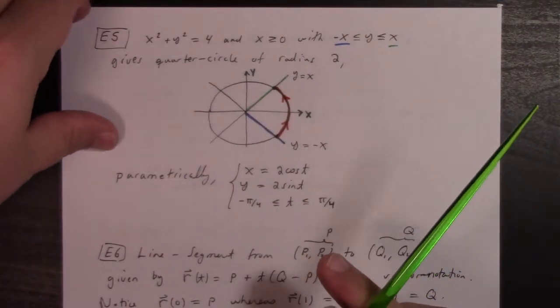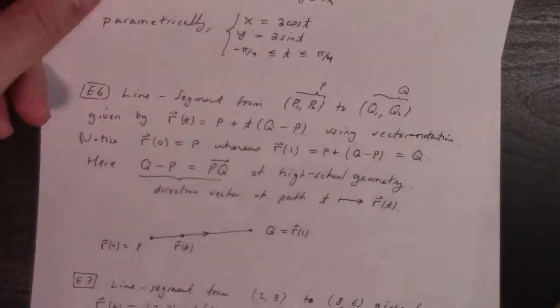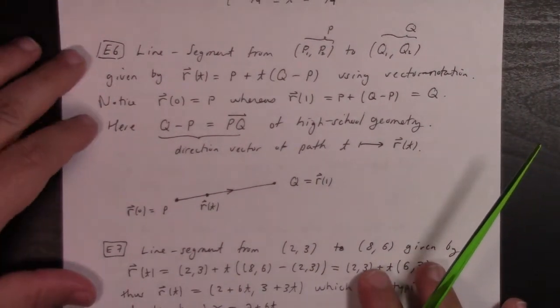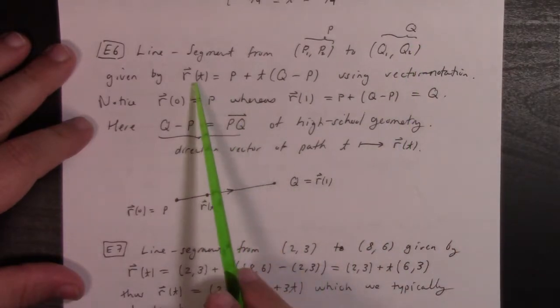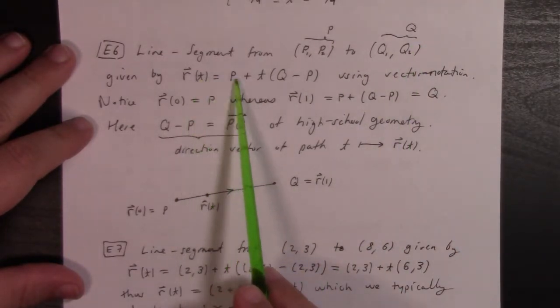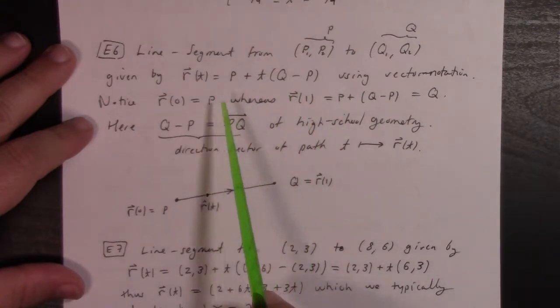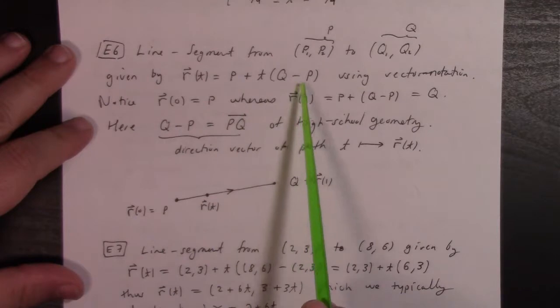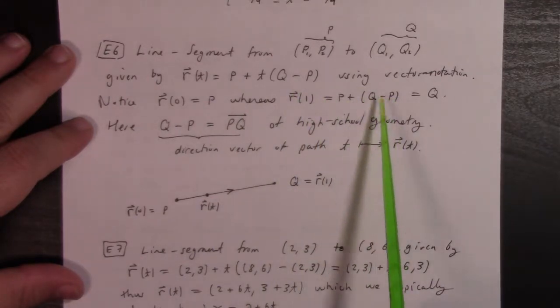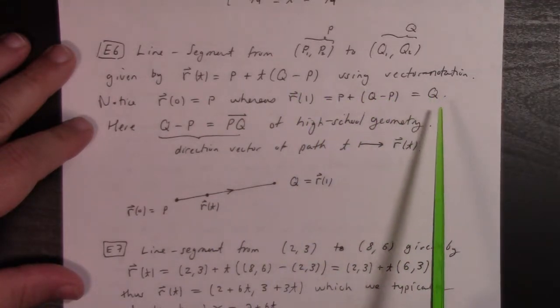Now here's the general bag of tricks. The line segment formula. To parameterize the line segment from P to Q, we can use this vector formalization: r(t) is P plus t times (Q minus P). Here, just work it out. Plug in 0, you get P. Plug in 1, you get P plus Q minus P, which is just Q again. So you can see that it works.